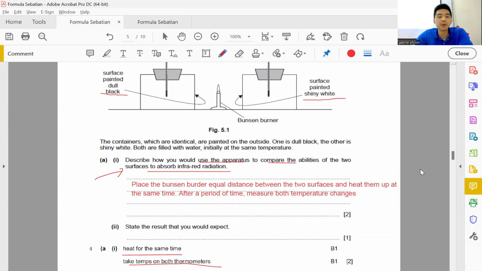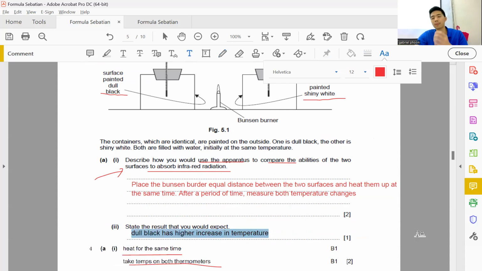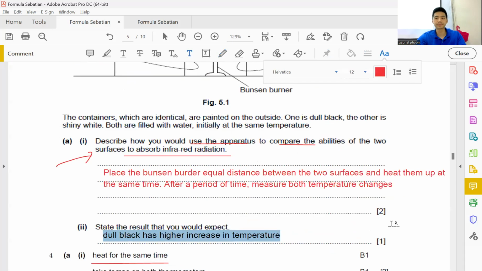And then obviously state the results you would expect. What results do you expect here? Dull black, higher temperature rise.